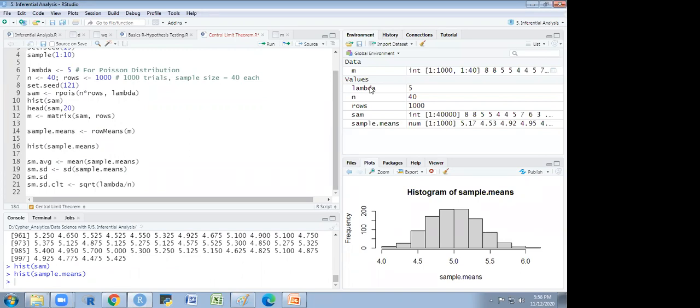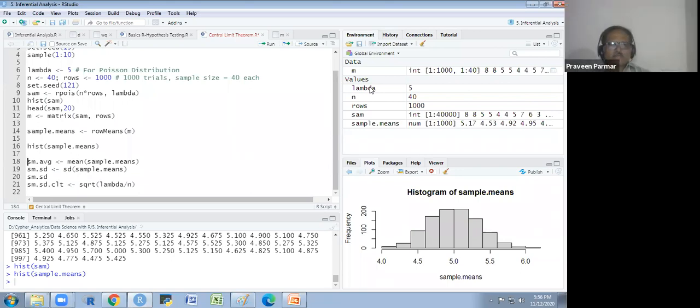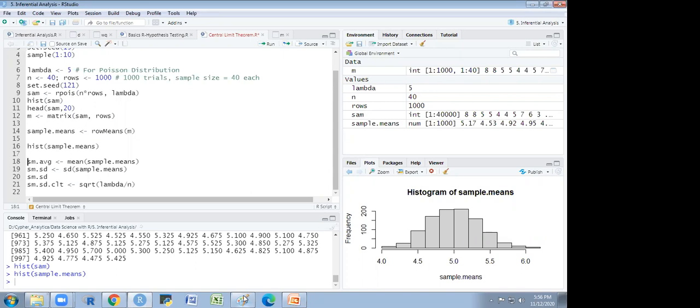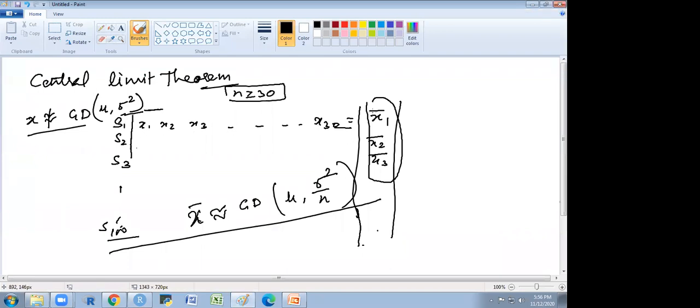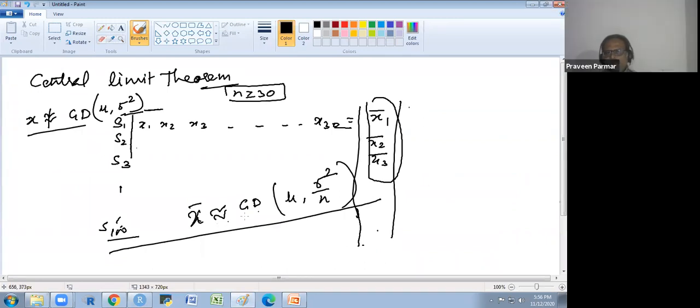So the samples you are taking, and then the sample means you are taking, will create a normal distribution that belongs to the Gaussian distribution, which I explained here. Previously, the samples were not Gaussian. The sample itself is not Gaussian, but its mean will belong to a Gaussian, normal distribution. So that is the thing here.